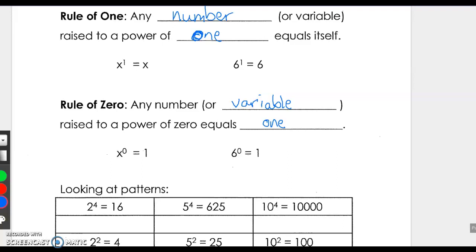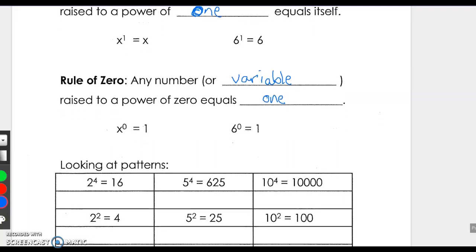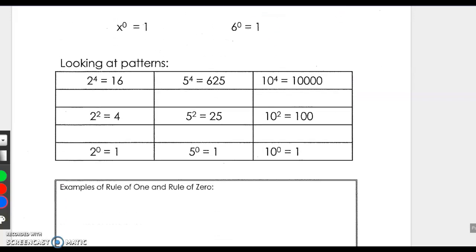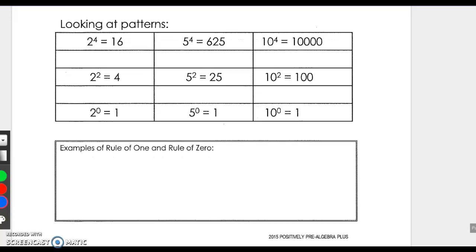And this is going to come from some patterning. Both of these, rule of 1 and rule of 0, come from some patterning. So let's look at these patterns. 2 to the 4th equals 16. Remember that's 2 times 2 times 2 times 2. 2 times 2 is 4. 4 times 2 is 8. 8 times 2 is 16.